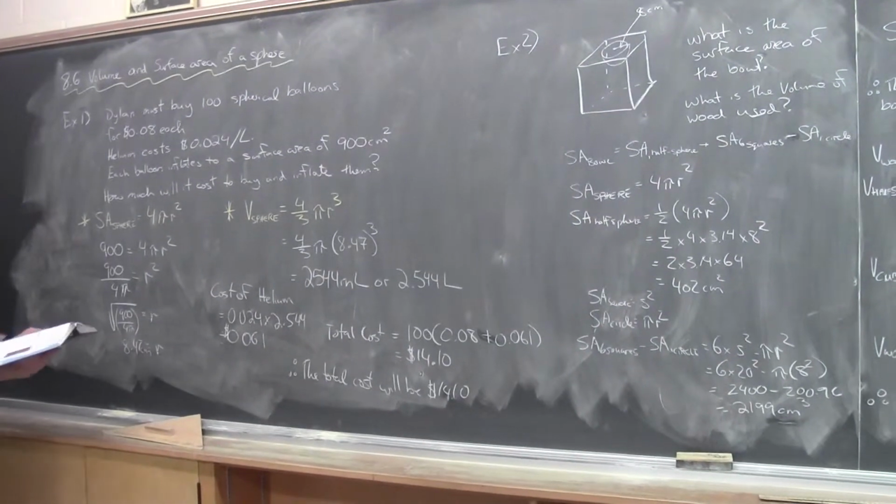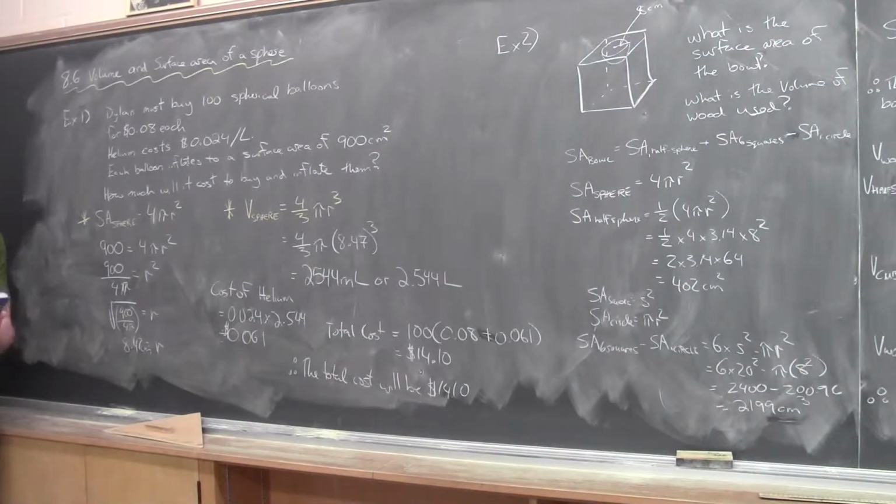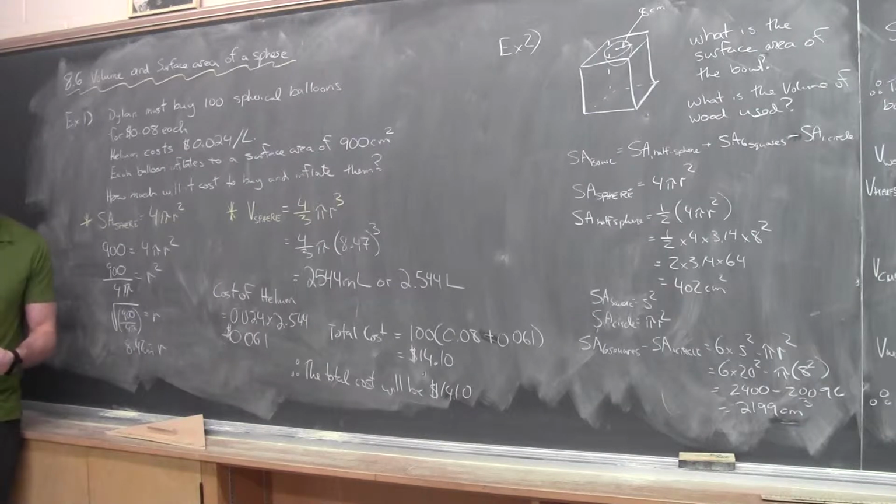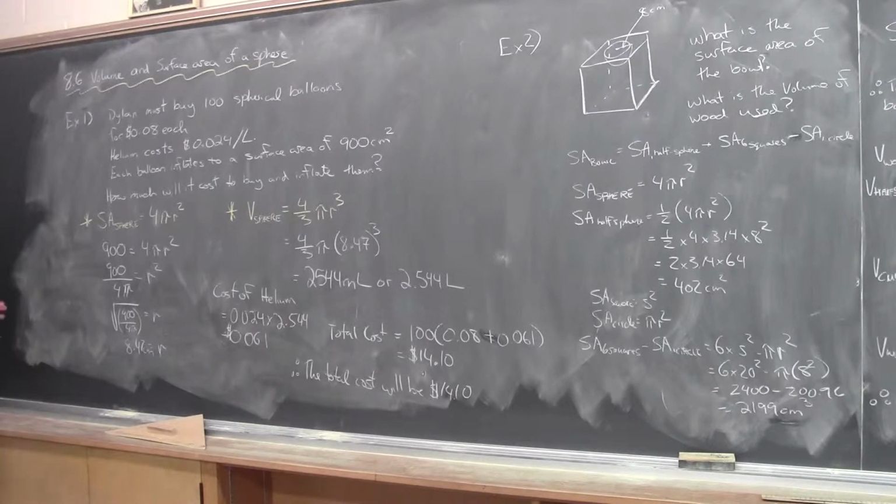Okay, this is 8.6 in your textbook. We're looking at volume and surface area of a sphere. Almost done here. We got one more lesson that we're going to do. We're going to skip 8.7, go right to 8.8, and that's the end. Okay, so second last lesson. We're looking at volume and surface areas of spheres.